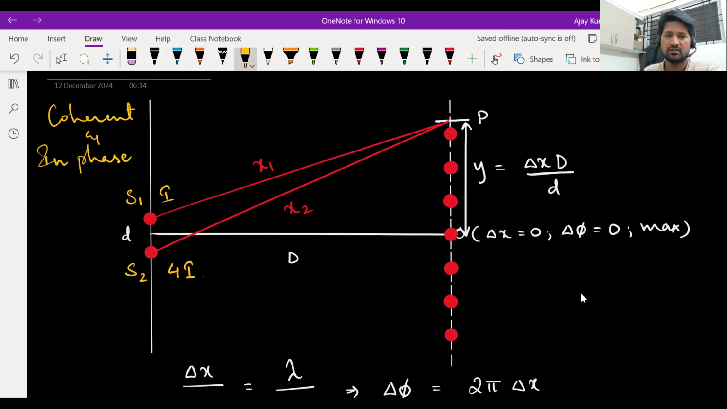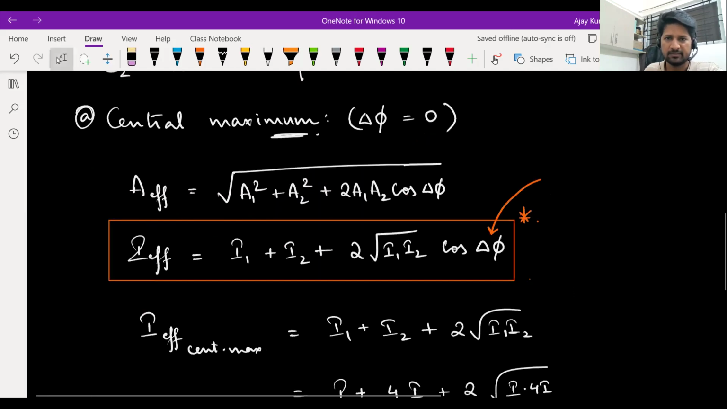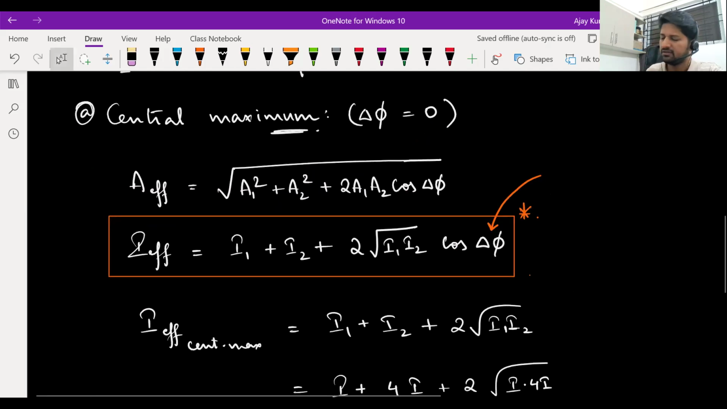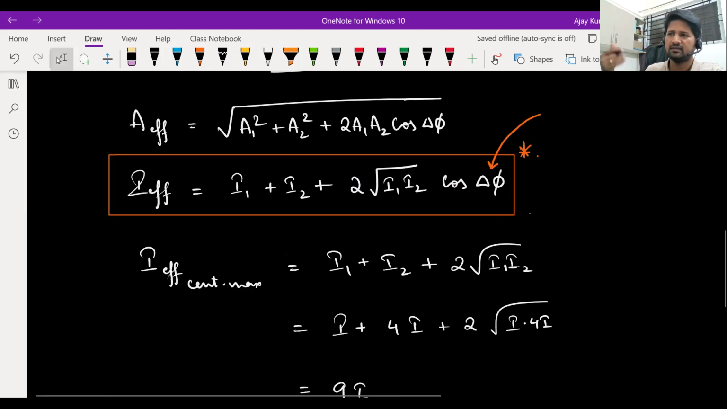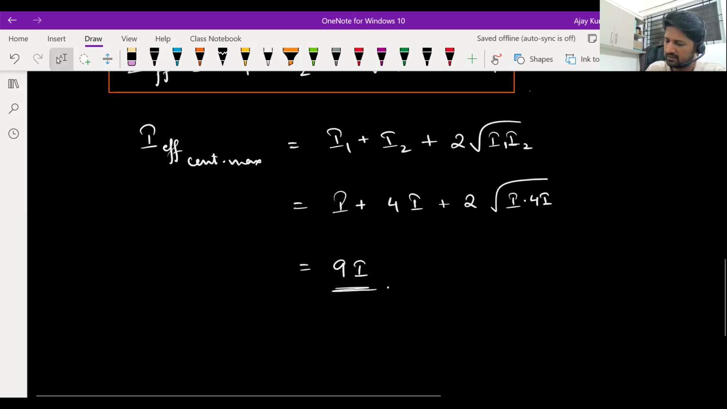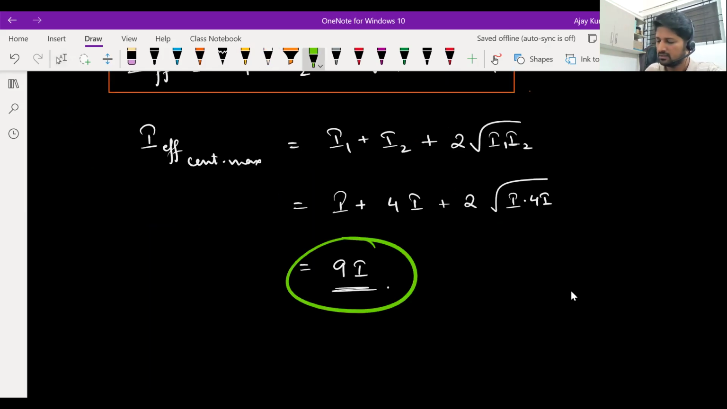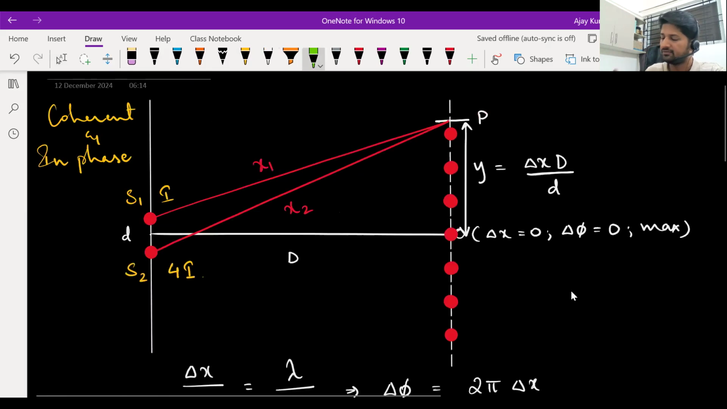But if both are switched on, at points where constructive interference happens, we derived at the central maximum where the phase difference is 0. But even if the phase difference is 2 pi, 4 pi, 6 pi, any even multiple of pi, you will get this same intensity of 9I. So at points of maxima, the red dots that I have marked on the screen, the intensity will be 9I. That is what this shows.